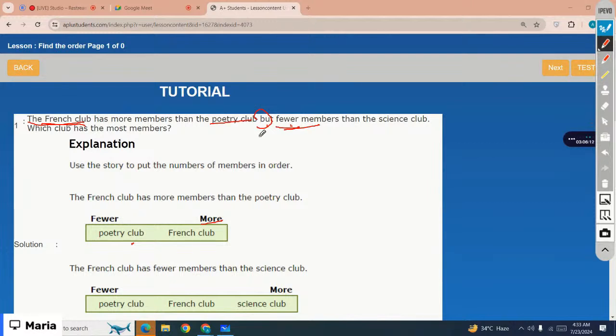Yes, you can ask questions. So that means the French club has fewer members than the science club. So here is the science club. So French club has fewer. Who has the most? So science club has the most. Let's just start with the test questions.